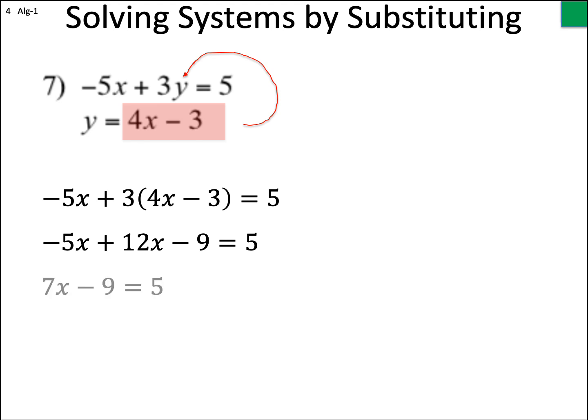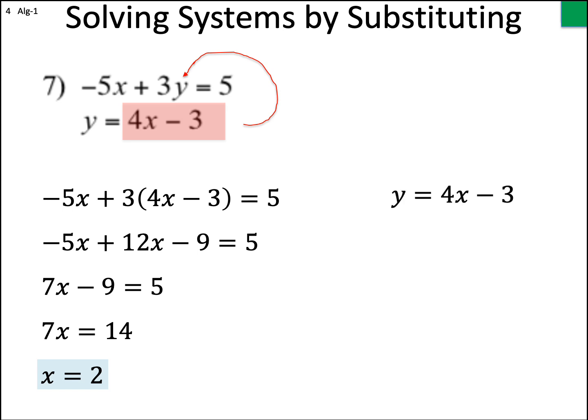Negative 5x plus 12 is 7x. Add 9, divide by 7. And we get x, we're halfway there, x equals 2. I go back to either the first or second equation. Clearly the second equation is the easier choice. You can choose either one though. I'm going to go back to the second equation.